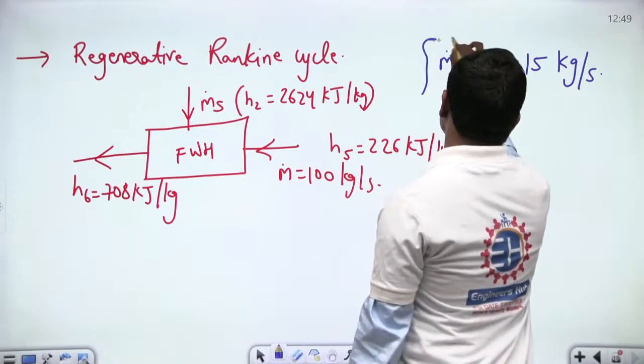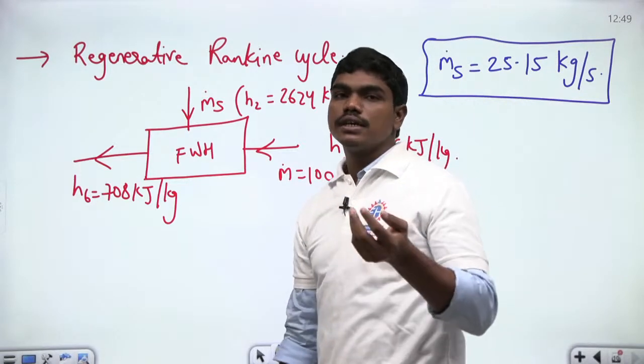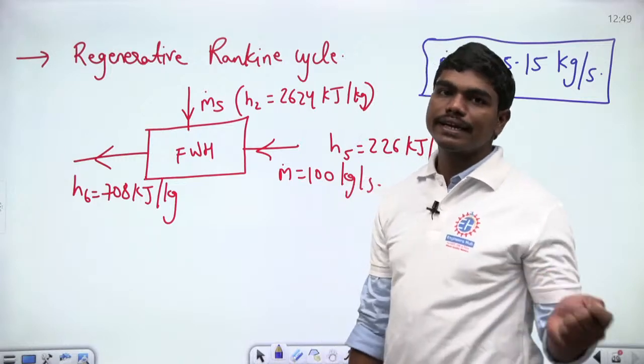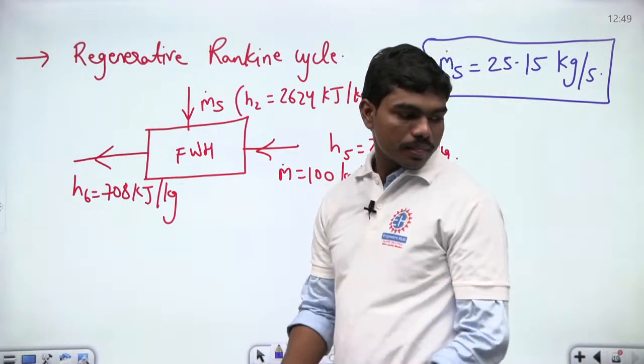25.15 kg per second is the mass flow rate of the steam that's entering this feed water heater. Because in regeneration, generally you bleed out some steam from the turbine and you send it for the regeneration, correct? Means to basically increase the enthalpy of the fluid that's on the other side. So definitely fine.